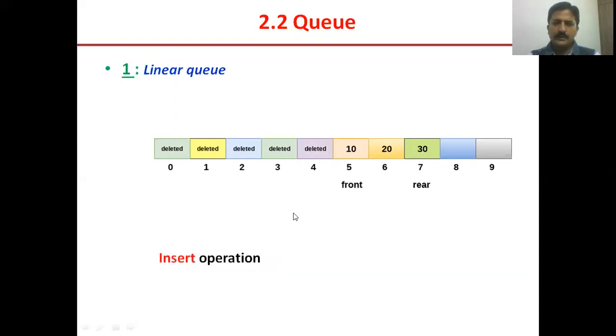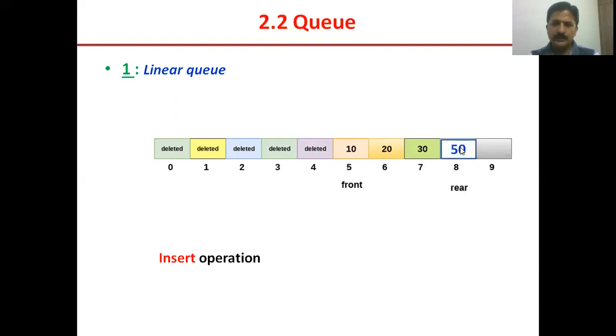Now, what is the insert operation? Okay, how does the insert operation happen? Insert is always done at the rear end, and you know at rear there is enough space to be inserted. So 2 values can be inserted here. So it is inserted at the rear end. That means the element is inserted at the index 8, so it is inserted here.